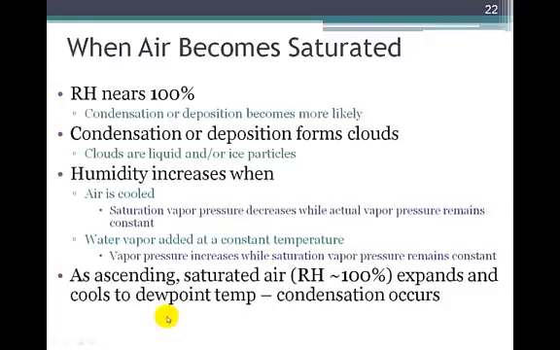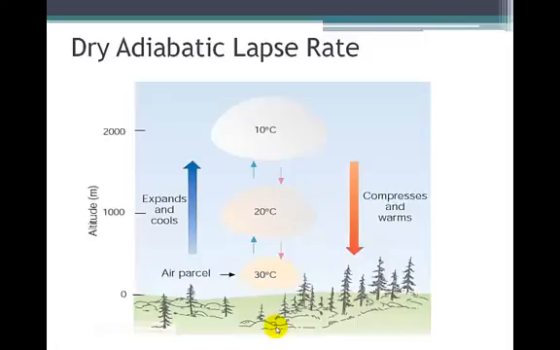So as an ascending saturated air parcel whose relative humidity is close to 100% expands and cools to the dew point temperature, condensation occurs in the atmosphere. So remember we talked about the dry adiabatic lapse rate in Chapter 5. The dry adiabatic lapse rate describes the temperature cooling profile of dry air.